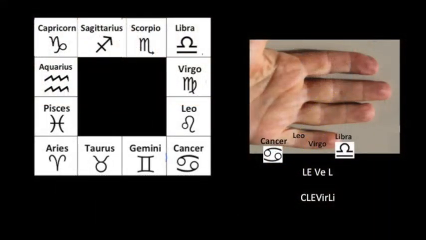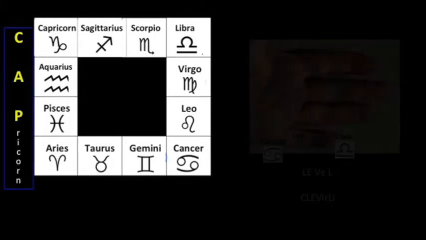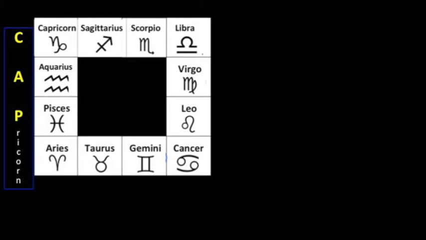If you hold your hand level, you can cleverly remember the positions of Leo, Virgo, and Libra. The A and the P of Capricorn will give you the position of Aquarius and Pisces.